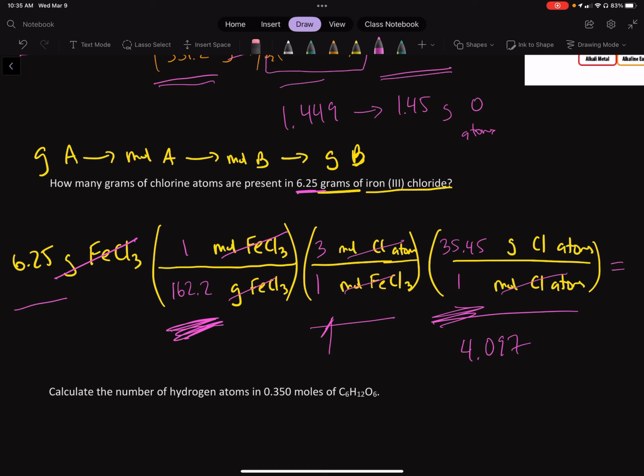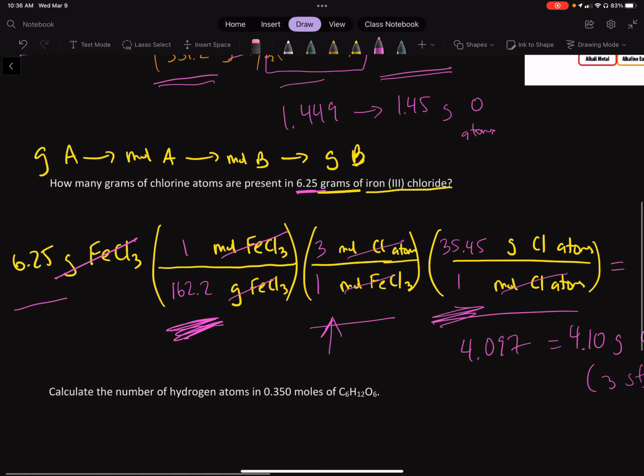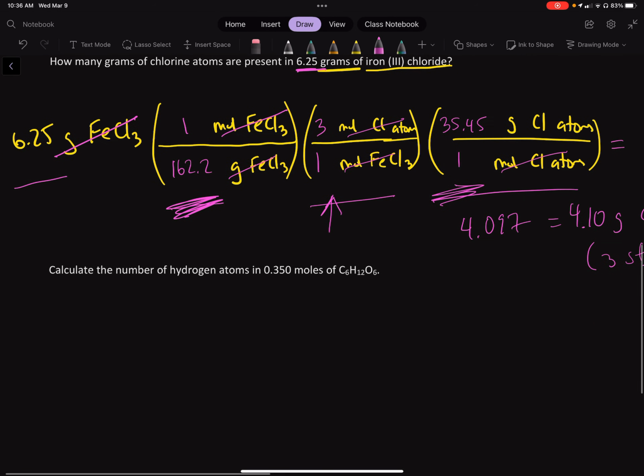And again, the mole to mole ratio does not count. It does not affect your sig figs. So we're going to round this to 4.10 grams of chlorine atoms. So 3 sig figs. All right, last one on this page.